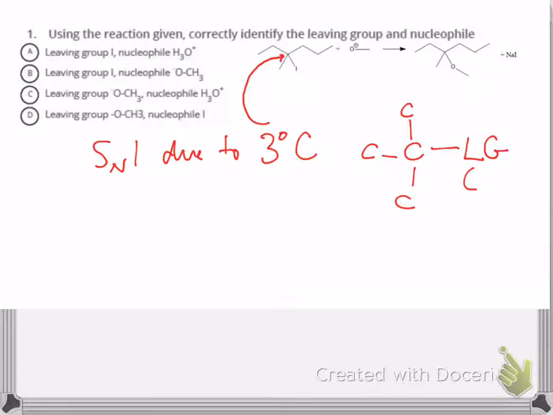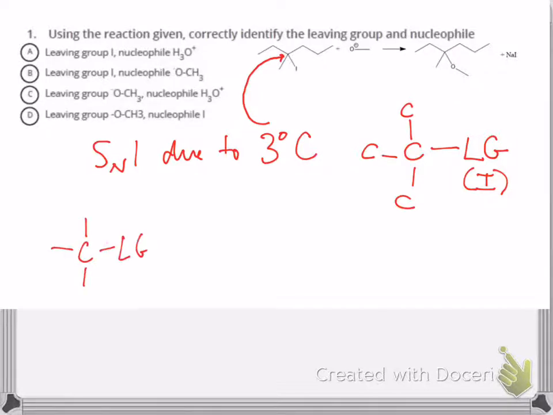And our general model for that is that there are 3 carbons attached to 1 carbon, the central carbon that has the leaving group. So the leaving group here is iodine, and it's going to be replaced, or substituted, by the O minus CH3, or the methoxide ion.